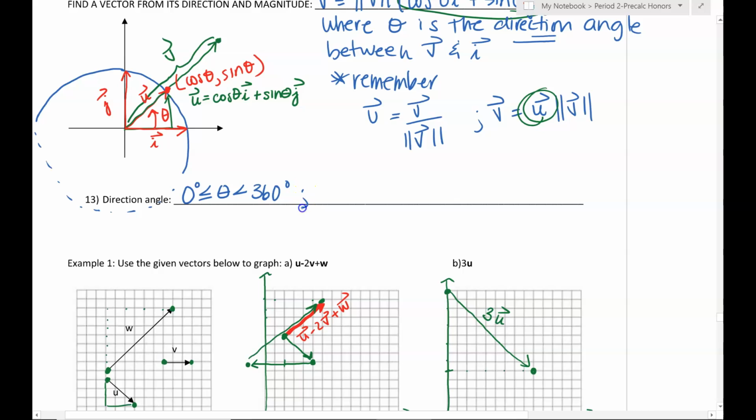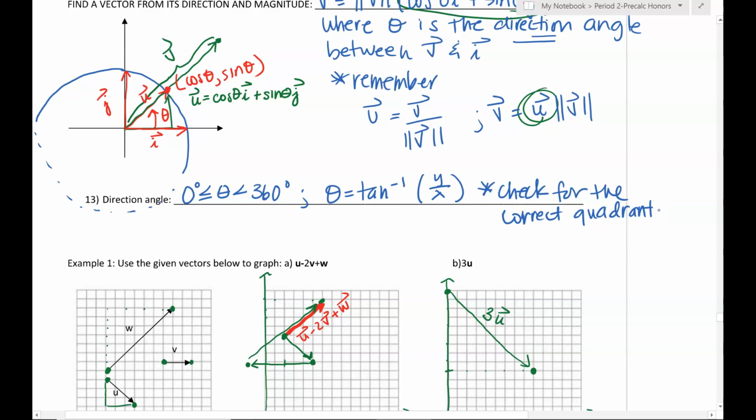Now to find the unknown angle, we are going to resort back to tangent inverse of y divided by x, and don't forget to check for the correct quadrant. Make sure you add a pi or 180 degrees if it's not already in quad 1 or quad 4. If it's in quad 2 and quad 3, make sure you check for the correct angle. And that's the end of the vocab.